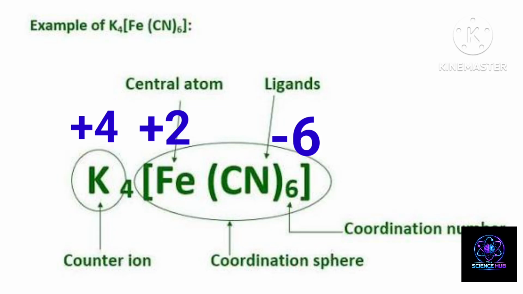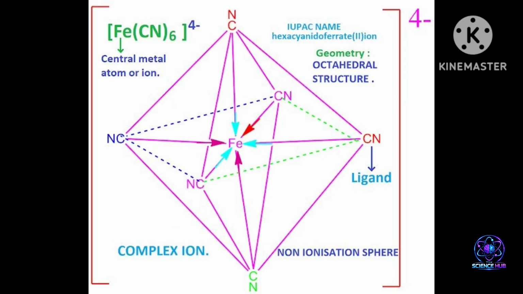For example, potassium hexacyanoferrate. In this complex compound, potassium has +4 total oxidation state. 6 cyanide ligands have -6 oxidation state, while iron has +2 oxidation state. +4 and +2 is equal to +6, which cancels the -6. So overall, the compound is neutral.